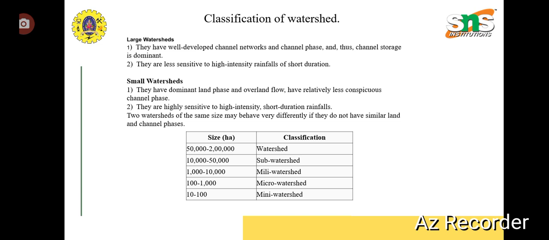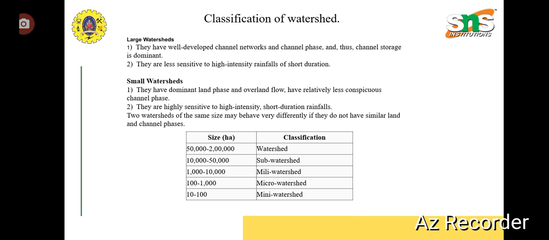In the case of a large watershed, they have well developed channels and channel phase, and channel storage is dominant. They are less sensitive to high intensity rainfall of short duration. In the case of a small watershed, they have a dominant land phase and overland flow with relatively less conspicuous channels, and they are highly sensitive to high intensity, short duration rainfall. Two watersheds of the same size may behave very differently if they do not have similar land and channel phases.